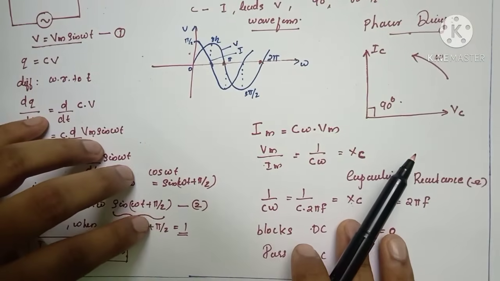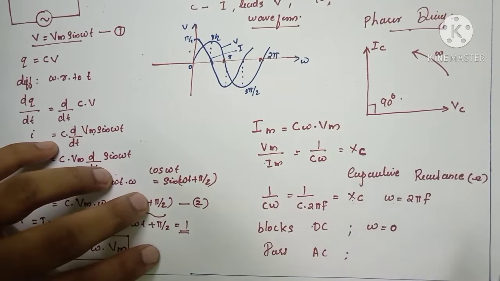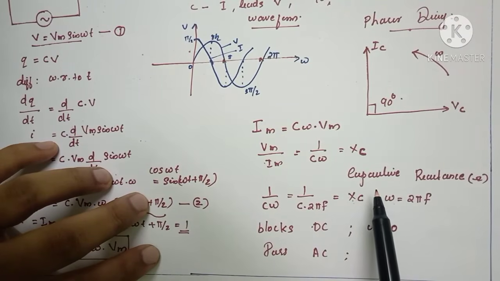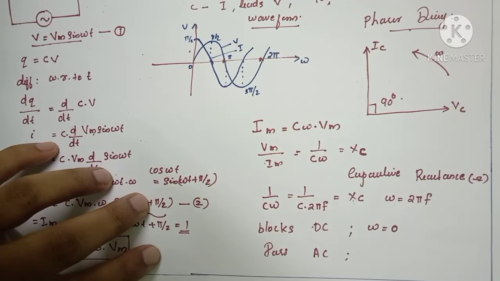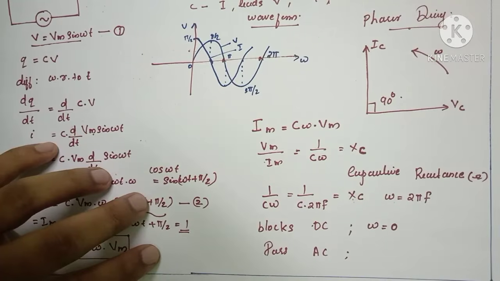Based on this, an important point is the capacitive reactance, that is Xc. It is nothing but the opposition offered by the capacitor to the flow of electrical current through it. Its unit is ohm, and 1 by omega C, or 1 by C omega, is Xc. Omega is 2 pi f, so 1 by C omega is equal to 1 by C into 2 pi f, that is Xc, the reactance. Based on this, it is very clear that if the frequency is high, then the capacitive reactance will be very small and maximum current will flow through the circuit, so that it passes alternating current through it.